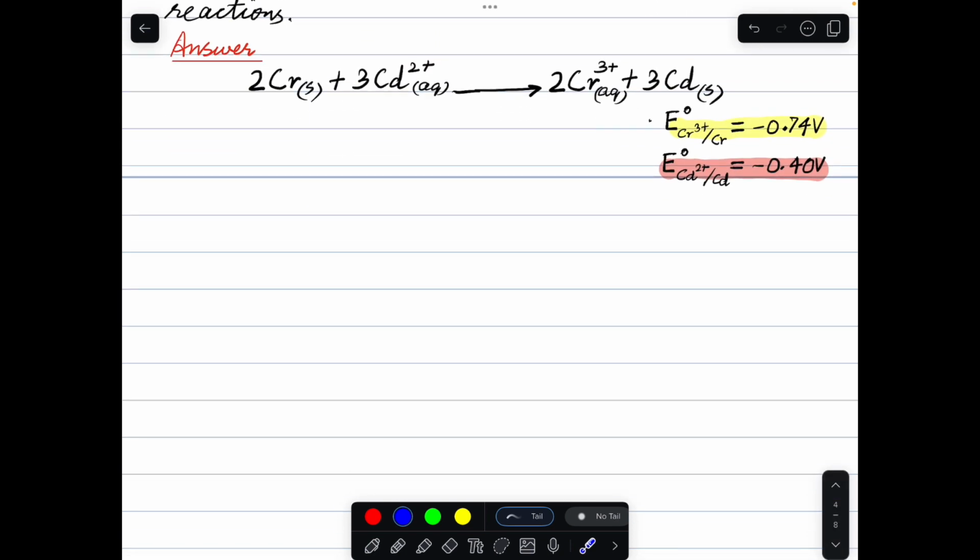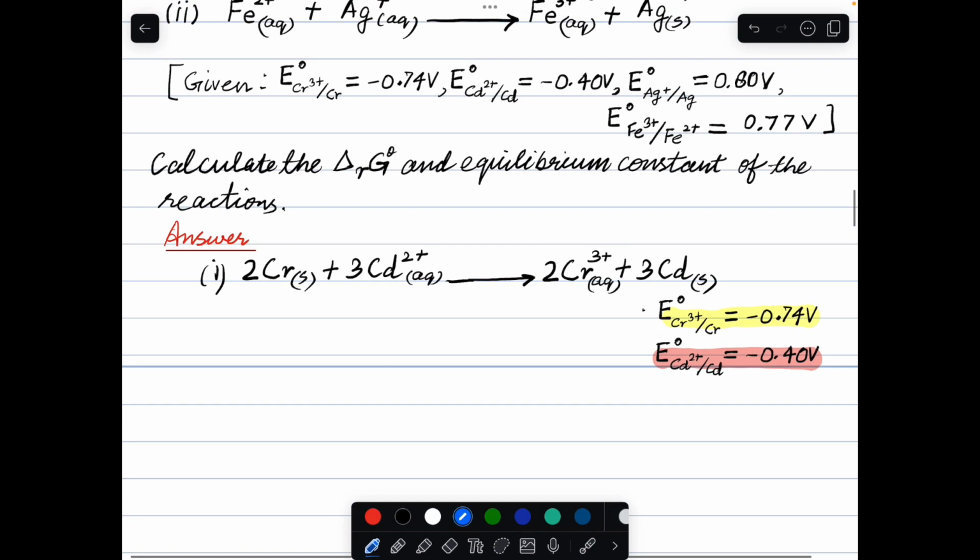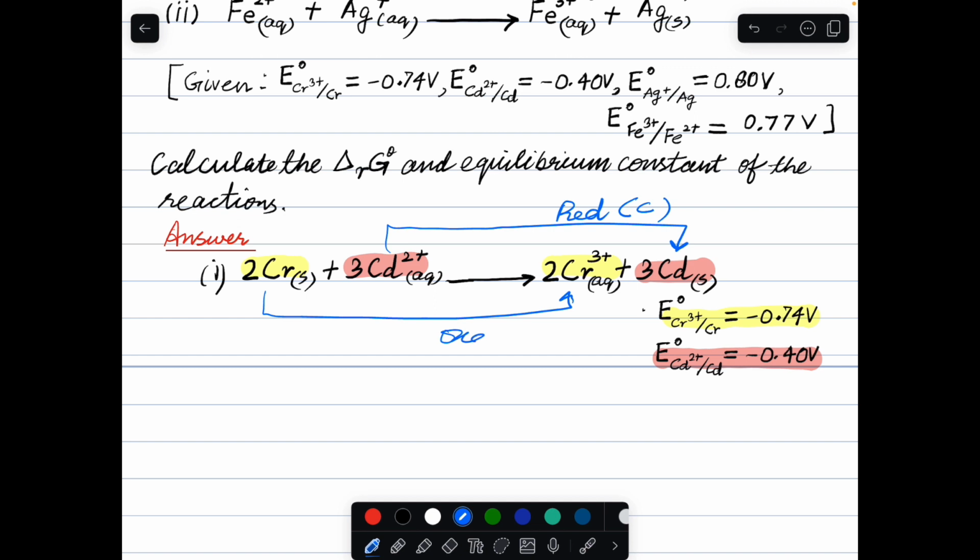So here I have written for you the very first reaction. In this reaction, your chromium is getting oxidized to its respective ions, which are tri-positive ions, while your cadmium is undergoing reduction. Okay, so this is how we show the reaction. This reaction from ions to metal is reduction, and therefore it is taking place at the cathode, and this reaction is oxidation, that is loss of electrons, this is at the anode.